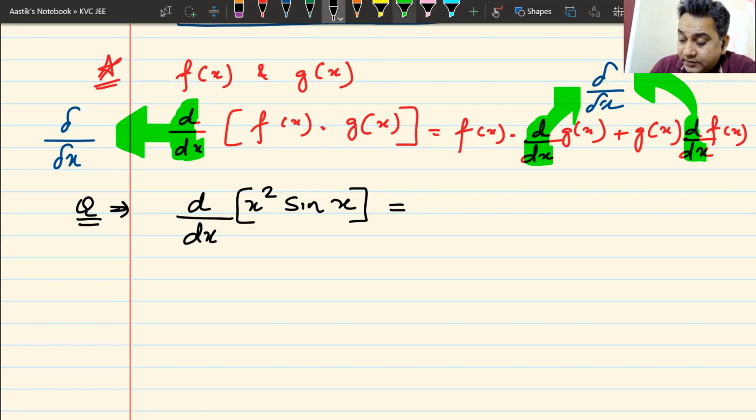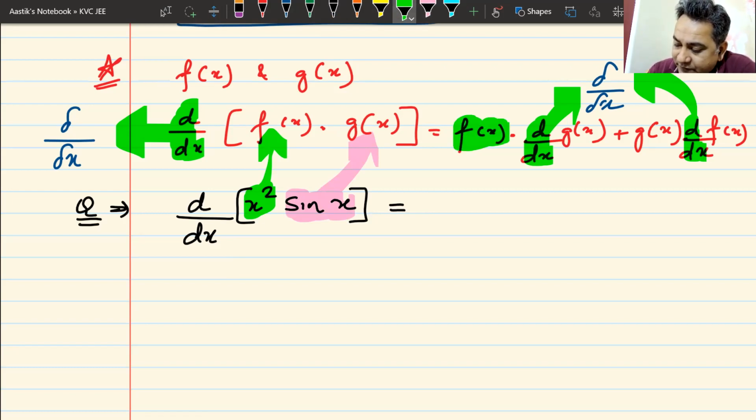So as you can see here, we'll just go ahead. x squared can be treated as the first function, which is f of x. Very evident. sin x could be treated as the second function, which is g of x. Green function, pink function. So now how do I do it?